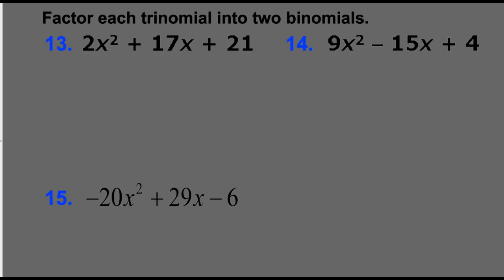Factor each trinomial into two binomials. Now it's going to get a little trickier because that first term is not just x squared anymore. So there's going to be more possibilities. When that happens, you should always look and see, can I factor out any common factors? Because sometimes, if I could factor a 2 out of everything, then it would be an x squared and easier. But there are no common factors in each term besides 1, so I'm just going to have to slug this out with a little guess and check. There are methods to doing this stuff.